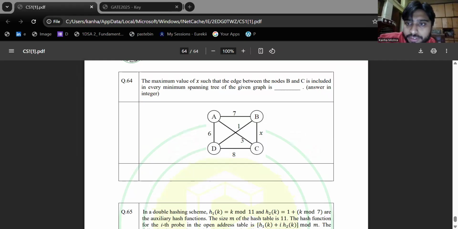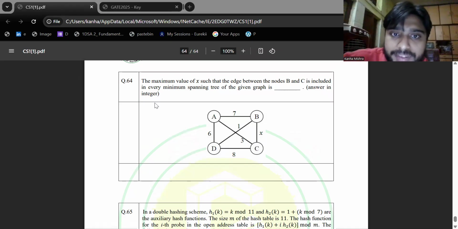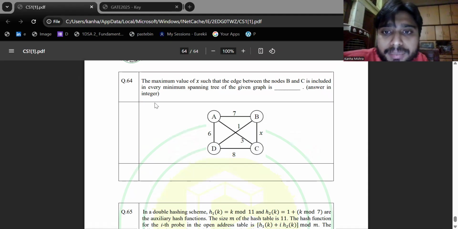Hello everyone, let's solve GATE paper CS1 2025 question 64. The maximum value of x such that the edge between the nodes B and C is included in every minimum spanning tree in the given graph is. So this question actually requires the knowledge of MST. We need the maximum value of x such that BC should be included in every possible MST of the particular graph. So let's understand some prerequisites.